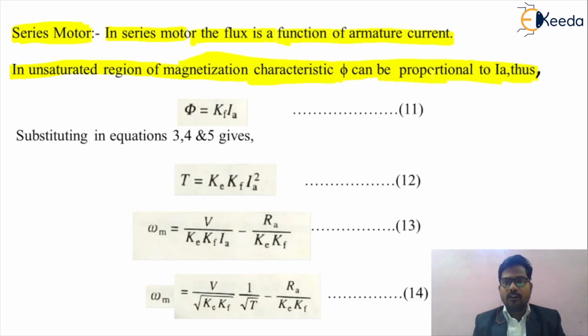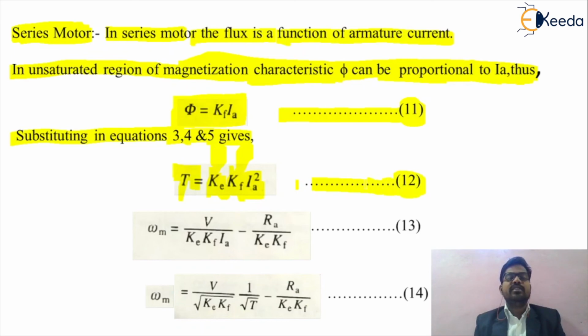So due to the value of the Ia, we can substitute the value, that is phi is equal to Kf Ia. Kf is basically the constant in concern with your series motor. So this will be treated as equation number 11. So from fundamental equations number 3, 4 and 5, we can get the torque equation, that is T is equal to Ke Kf Ia squared, where Ke is a motor constant, Kf is the series motor constant. So this will be equation number 12 in concern with the series motor.